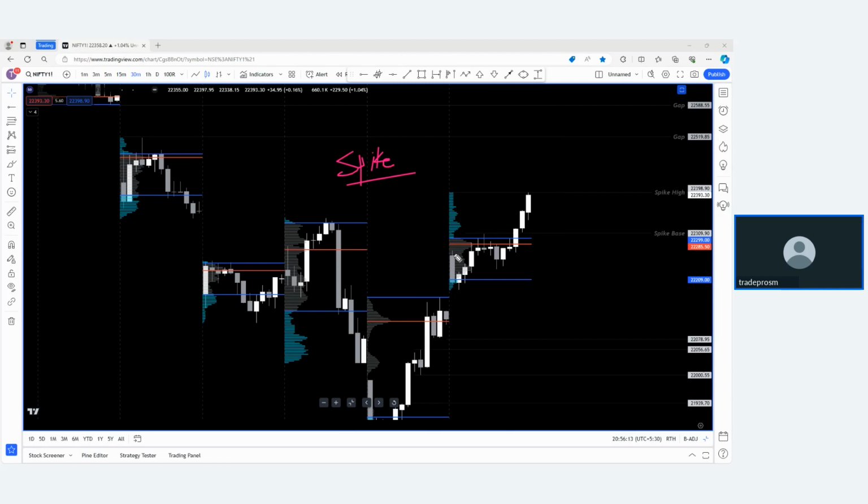Okay, so what happened now? In the morning we opened gap up, then we came down slowly to close almost 90% of the gap, and then we started going higher, forming a clean balance over here. It was a well-established balance in terms of volume, in terms of price action, everything. It was a clean established balance.